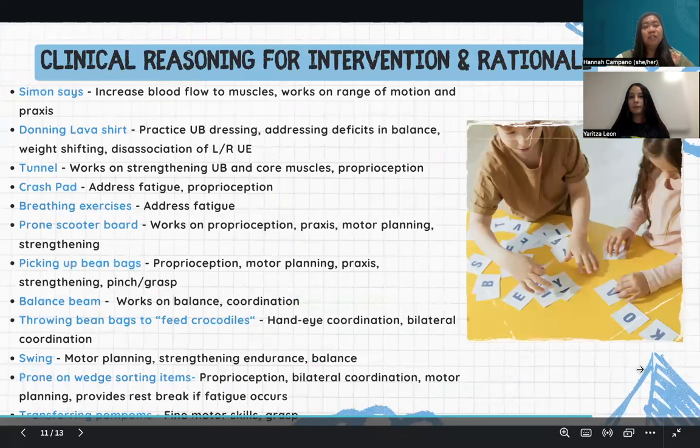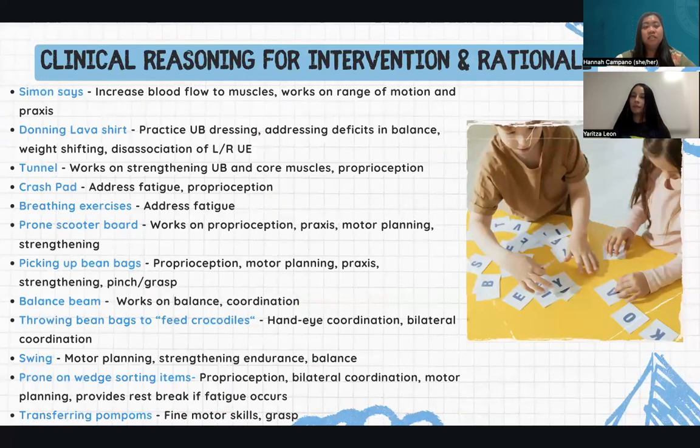So now we have our clinical reasoning for our intervention. You guys can take the time to look over all of them. We'll be going over a few. So Simon says clients with DMD fatigue quickly, and we want to make sure that their muscles are warmed up in preparation for any activities that we will be doing during our intervention. We also incorporated some breathing techniques to address his fatigue.